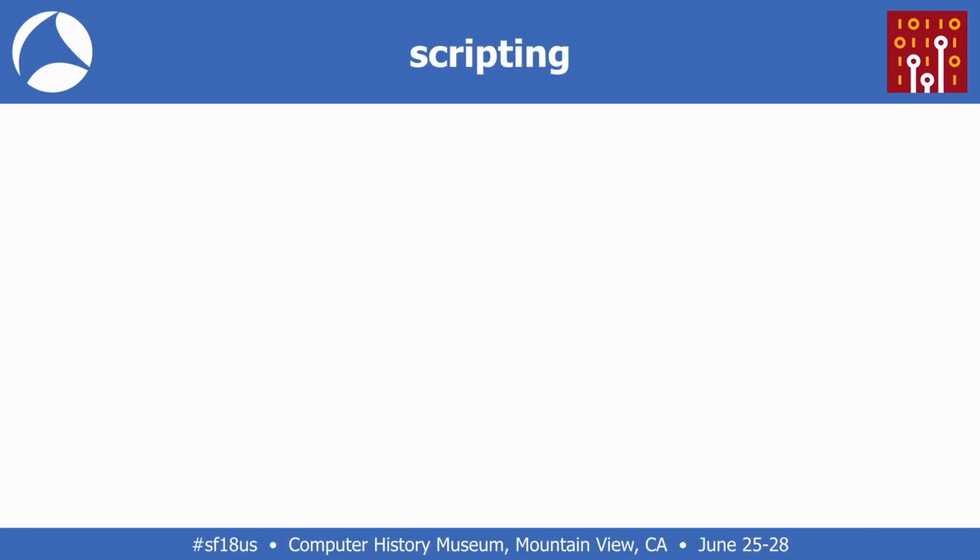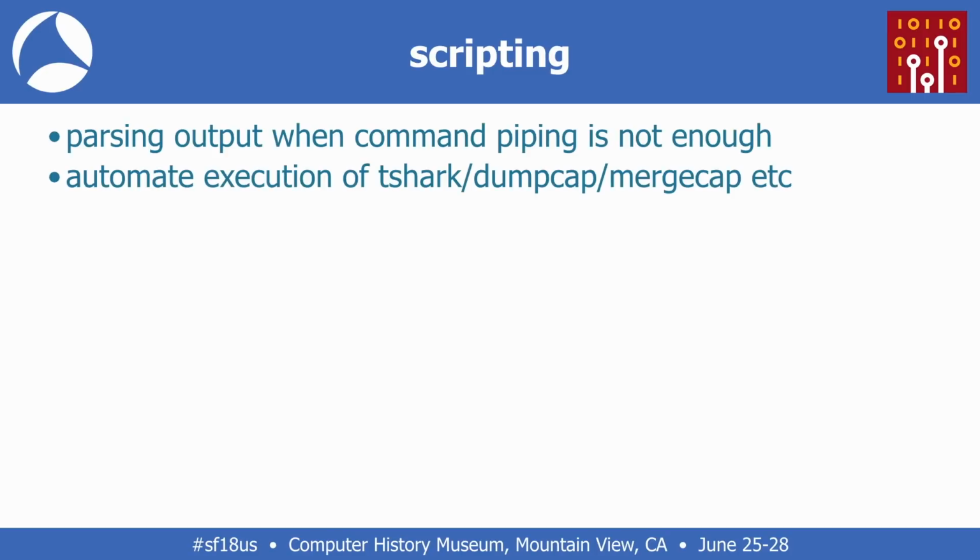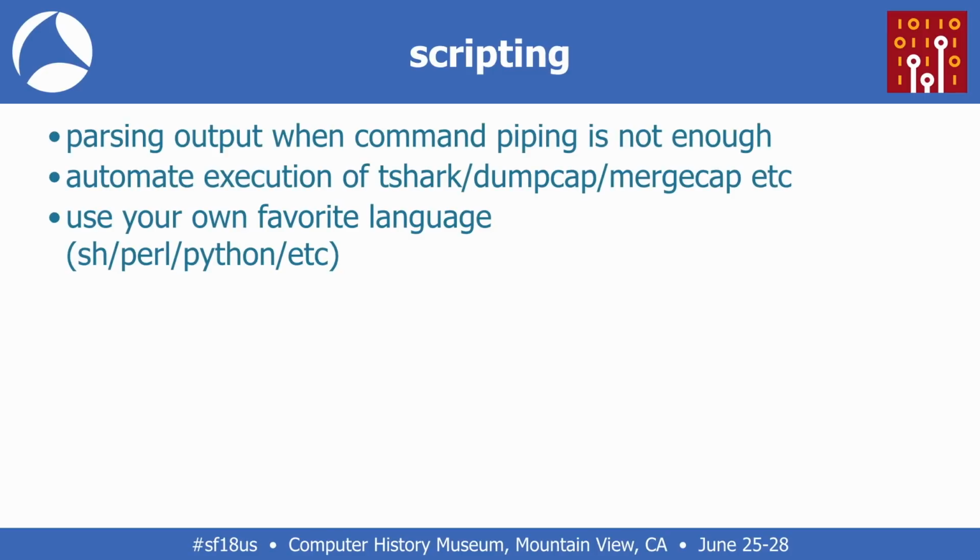Then, if the command line piping is not enough, you can of course script things, and you can use any favorite language of your choice. I'm not sure what your language of choice would be these days. Like, who's a Perl head? No, a couple of old people probably. Python, more hands, yeah, I expected so. Bash. Also, yeah, well, okay. So any scripting language that you want, you can use it as a wrapper around all the things that you need to do with the tshark output.